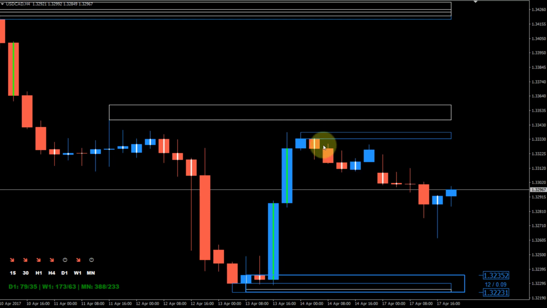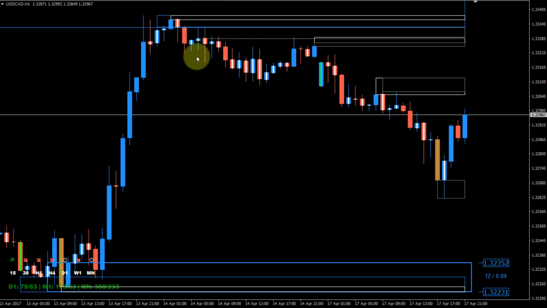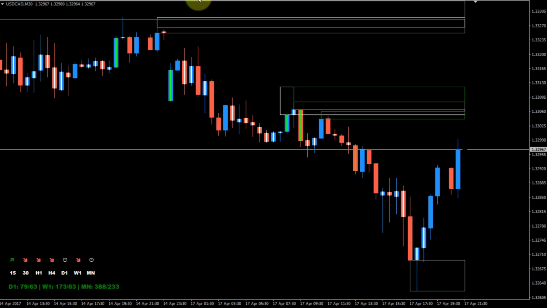If we look at an area just up here, actually let's find a better area. Let's go to maybe another time frame, the hourly chart. Well, half an hour, just need an example. Okay, we have this one here.